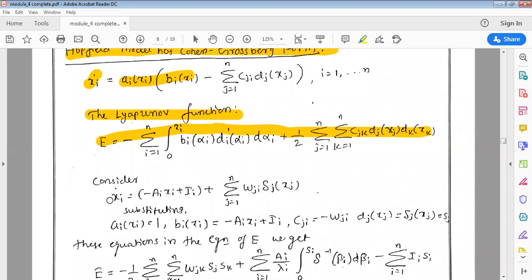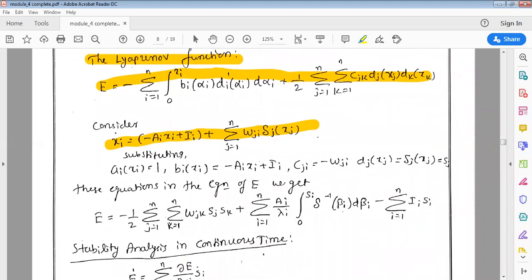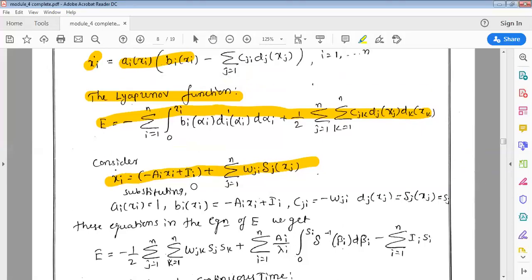So you need not remember all the expressions, but finally what we are looking at is xi dot equal to minus ai xi plus Ii plus Wji into delta j of xj, j equal to 1 to n. This is the total format of the function, which is a Hopfield function. A Hopfield function is usually used to train or map input source functions to destination functions. So in this one, look here, I used ai of xi equal to 1 and bi of xi equal to minus ai xi plus Ii.